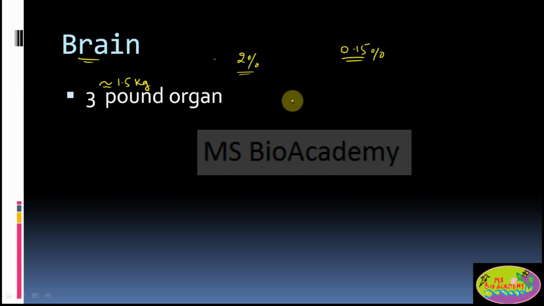Similarly, if we compare brain size to body weight with chimpanzees, our brain is 3 times bigger as compared to the chimpanzee's. So that again proves that we are the most brainy, intelligent people.